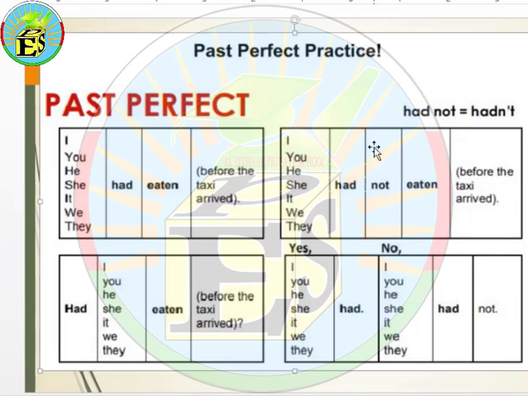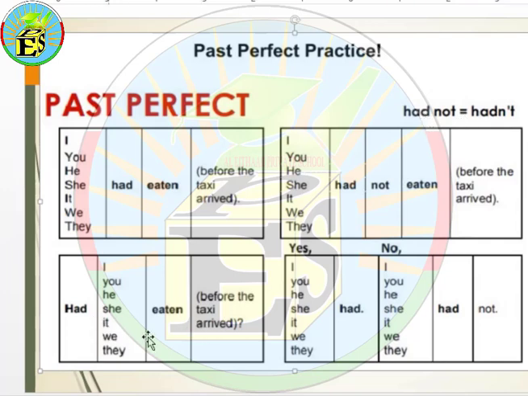What about the negative form of this tense? I had not eaten before the taxi arrived, or you had not eaten before the taxi arrived. Had not equals hadn't. So hadn't is the short form of had not.